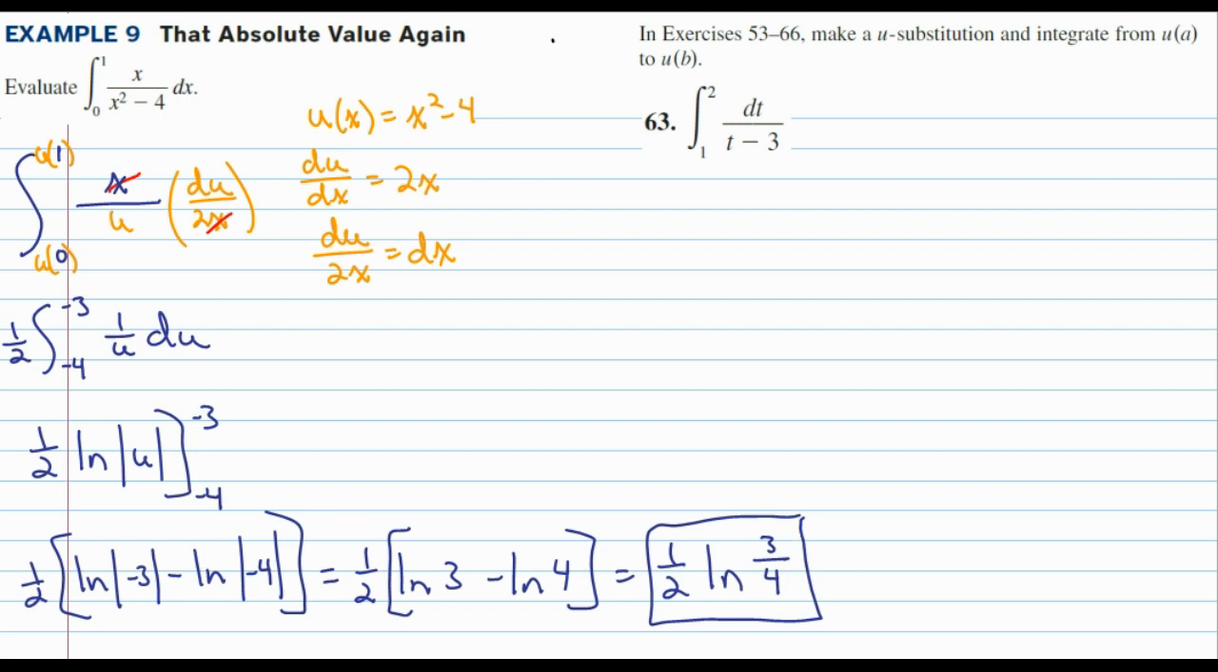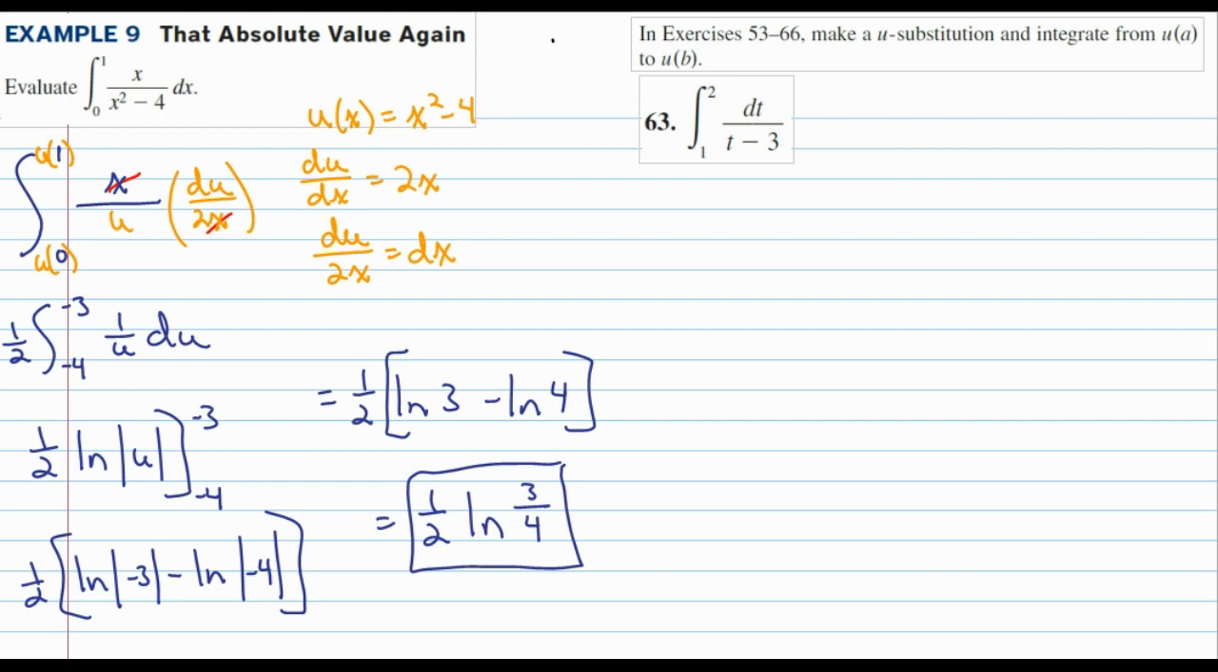Now try problem number 63, which says make a u substitution and integrate from u of a to u of b. So we have the integral from 1 to 2 of dt over t minus 3. I might want to put the dt off to the side so I can see that that's 1 over u, u being t minus 3. So I'm going to set that up and take the derivative, which, the derivative of u is just 1, which means du is going to equal dt. So that's like a direct substitution.